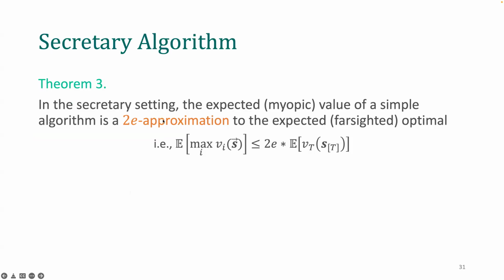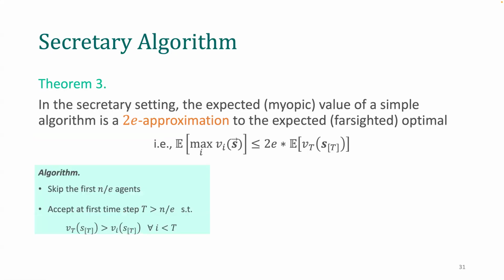And maybe I'll say one more thing about the secretary setting before I wrap up. We see that in the secretary setting, the expected value of the algorithm is going to be a 2-approximation to the expected value of the optimal, using a very simple online algorithm again. If people have seen the secretary problem before, you will know the classic algorithm, which is just skip the first N over e items and choose the best so far.